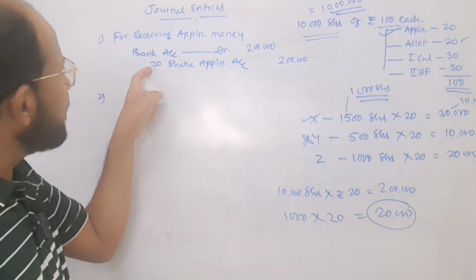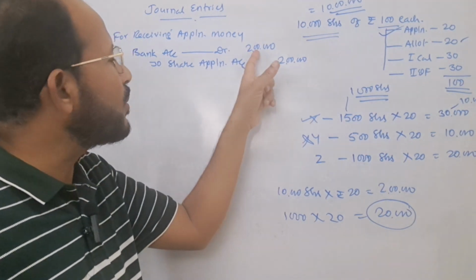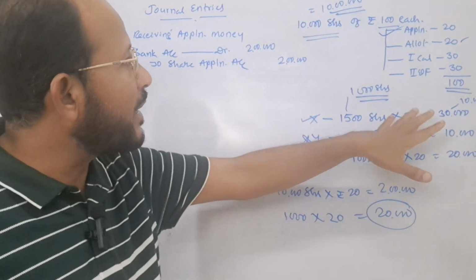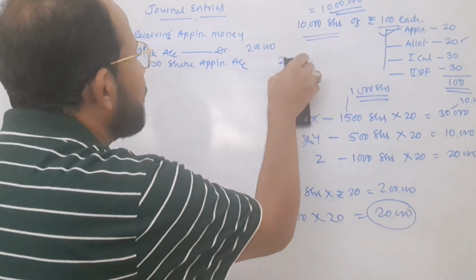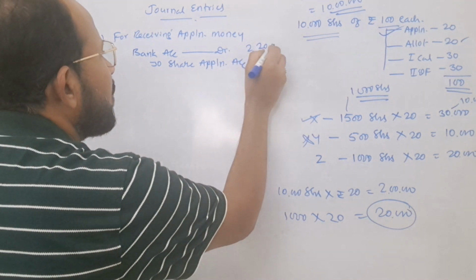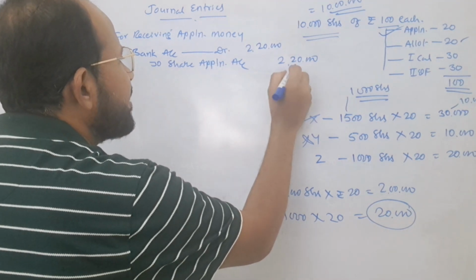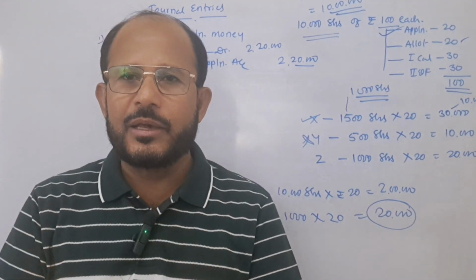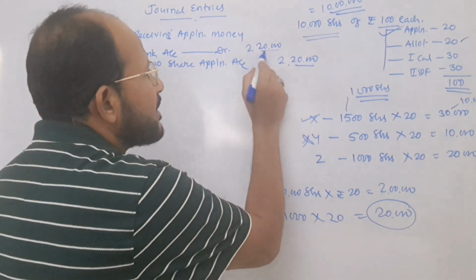For receiving the application money, what journal entry do we have to pass? Bank account to share application money. How much? 2 lakh. The actual amount is 2 lakh. But how much has the company collected? Assume that the company has collected excess money of rupees 20,000. Rupees 2 lakh 20,000 is collected by the company. What is this 20,000? 20,000 is the excess application money collected by the company.